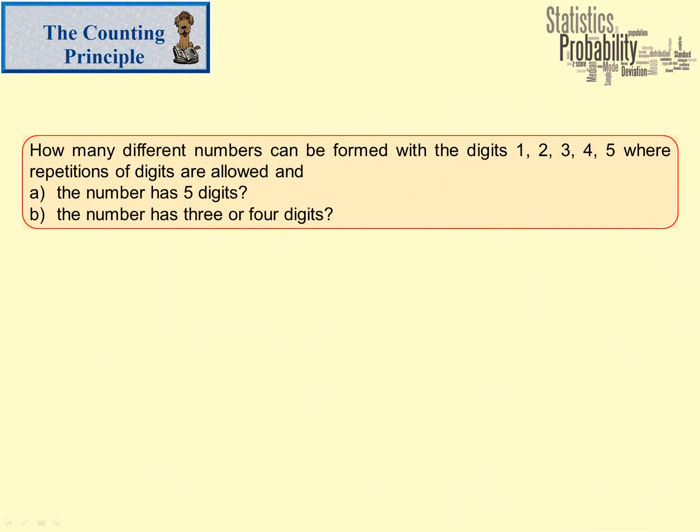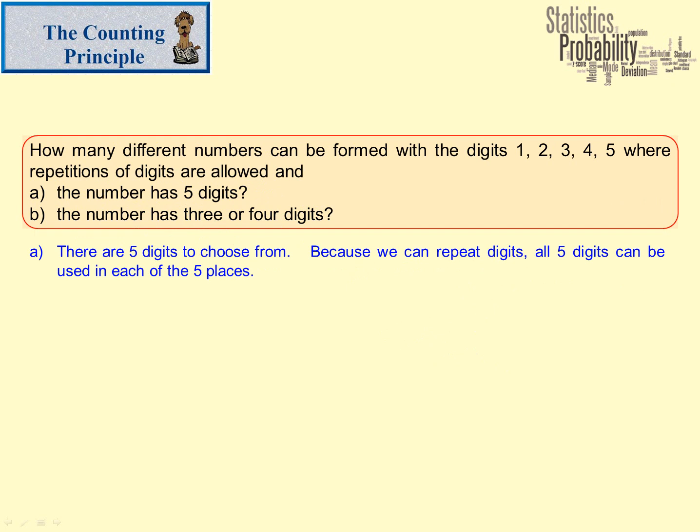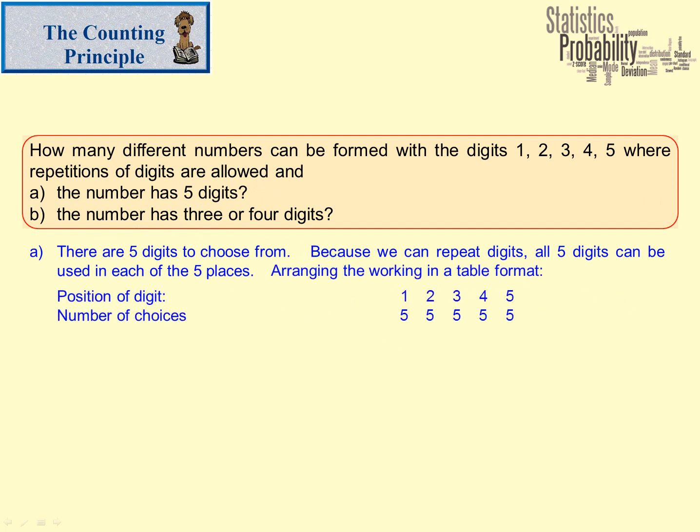So let's look at another example. How many different numbers can be formed with the digits 1 through to 5? Repetitions allowed, and the number has 5 digits. So 5 to choose from. We can repeat, so all 5 digits can be used in each of the 5 places. So let's put it in table format. Positions 1 to 5, and there's 5 choices for each of those positions. By the counting principle, we multiply those together to find the number of different arrangements, in other words, number of different numbers that can be formed.